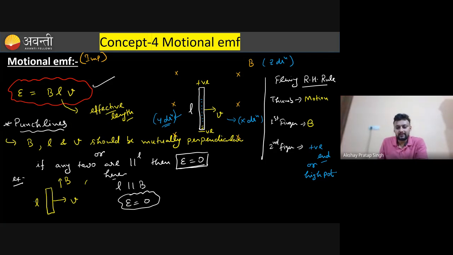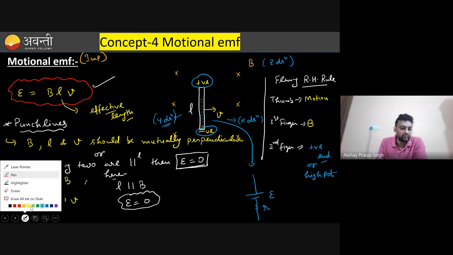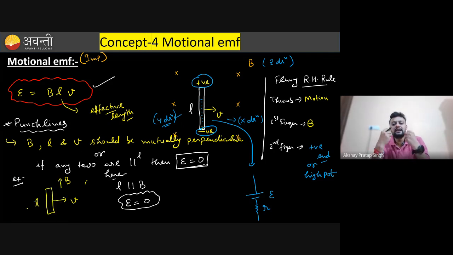Okay. That means this is our positive end, and obviously this is the negative end. So how can it be represented? It can be represented like this, with EMF E and resistance R. Sir, what is this R? This R is the resistance of the wire, the resistance of the rod, which behaves as the internal resistance. I hope this is clear.